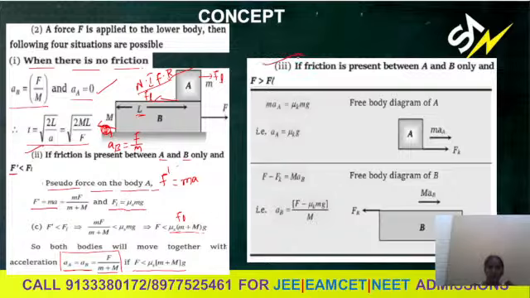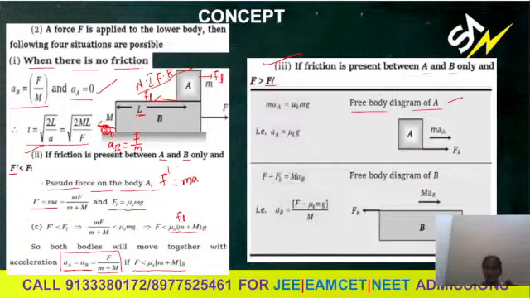Now the third case: if friction is present between A and B only and F is greater than limiting friction. F is the applied force, Fl is limiting friction. Now the body accelerates, where F is greater than Fl. Accelerations will be there. So, free body diagram of A.